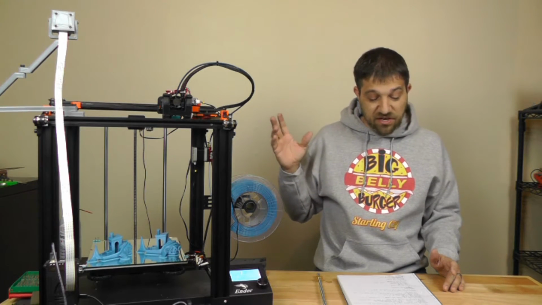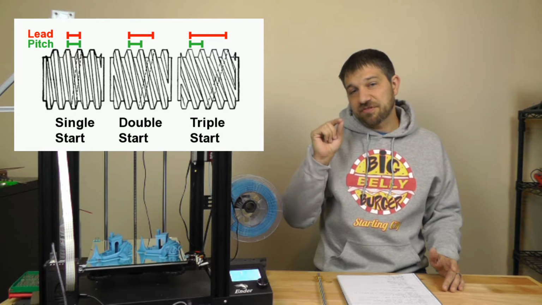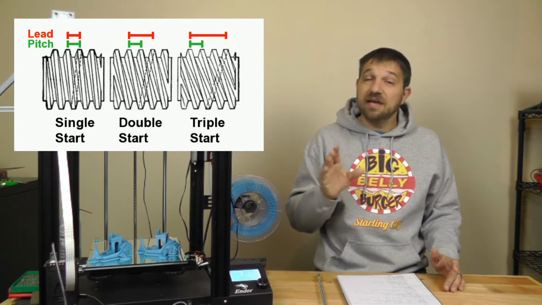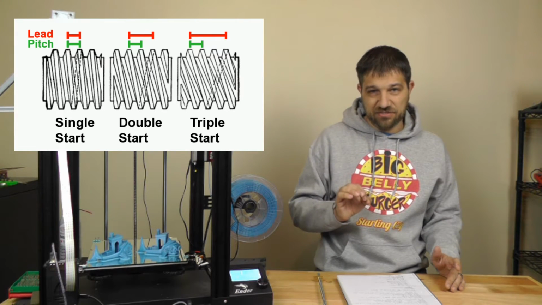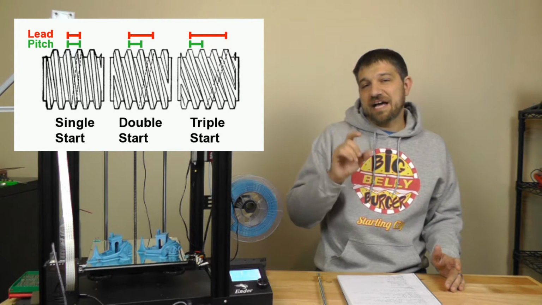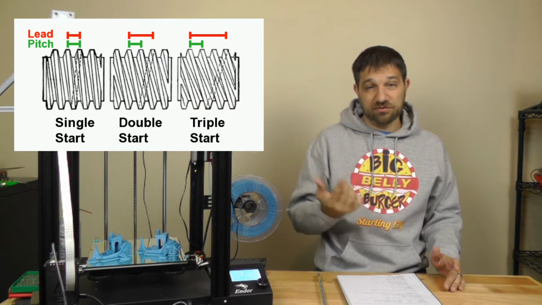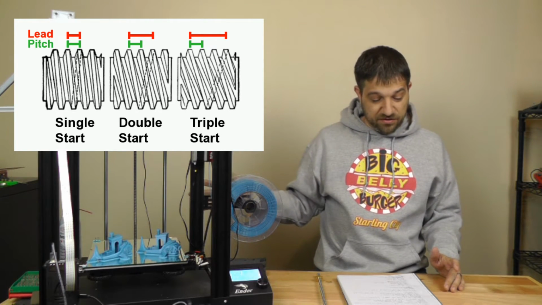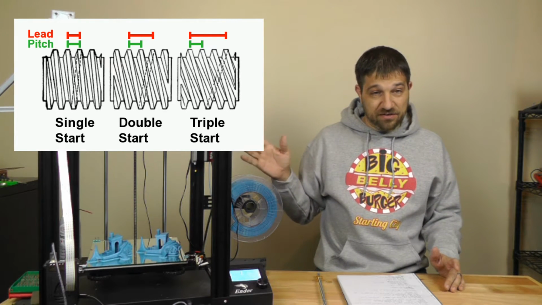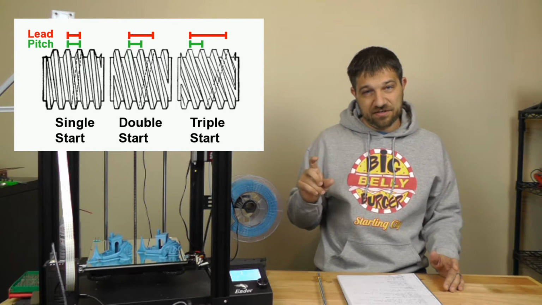And then we have what's called the pitch. The pitch is the distance between each of the threads of the lead screw. Now that's not to be confused with what's called the lead of the lead screw. The lead of the lead screw is actually how far we move linearly given one rotation of the screw. And for most 3D printers, we're going to have an 8 millimeter lead. That means we turn around one full time, we've moved the bed 8 millimeters.